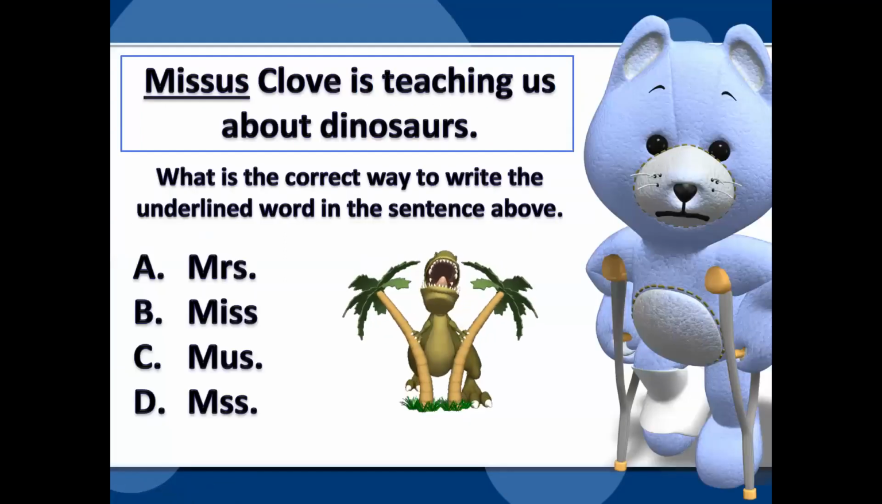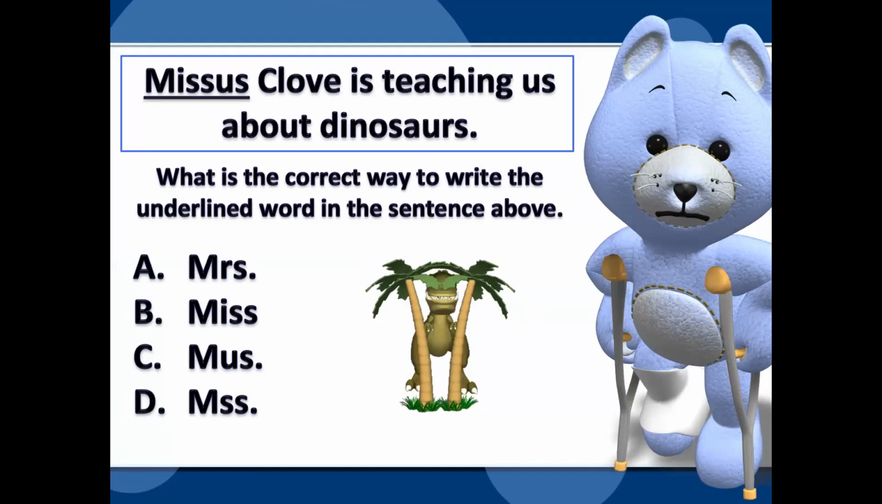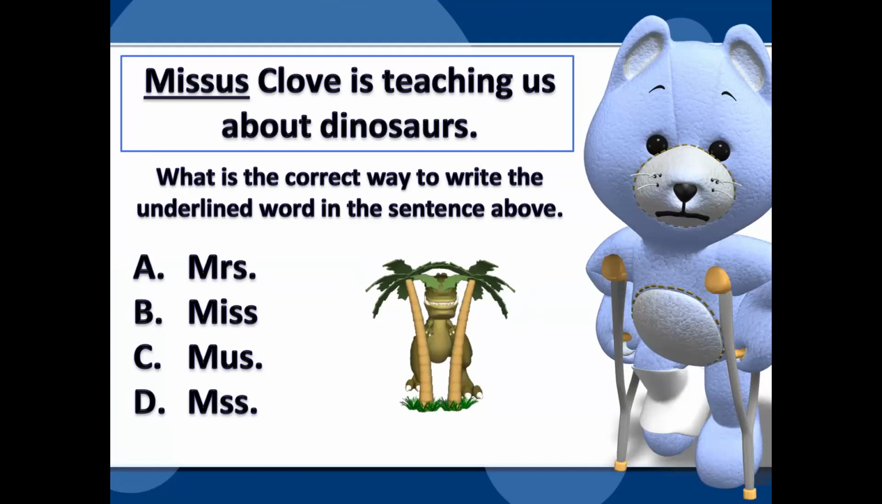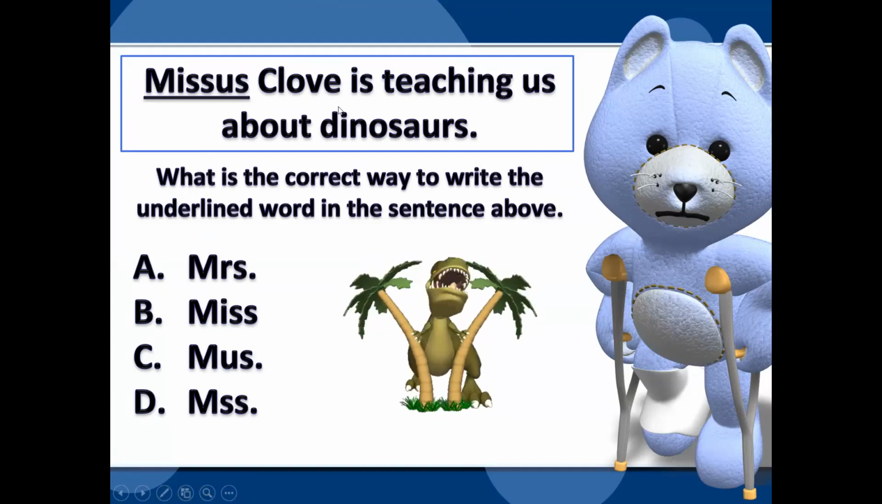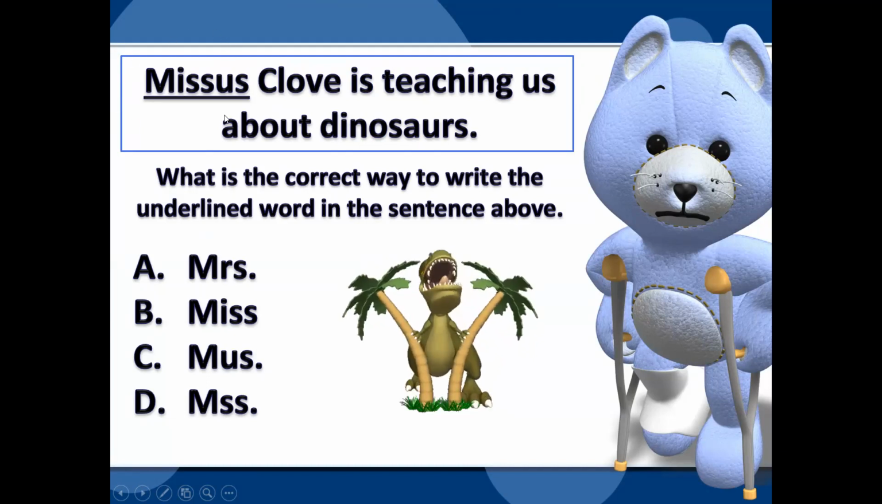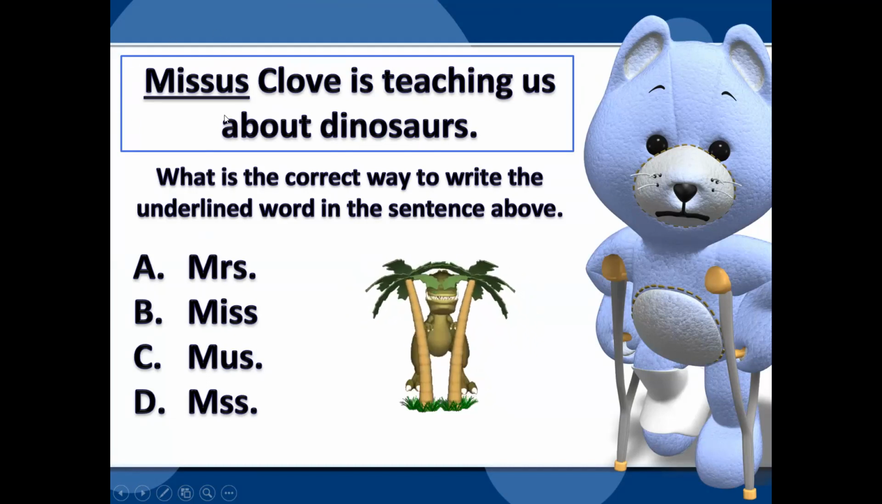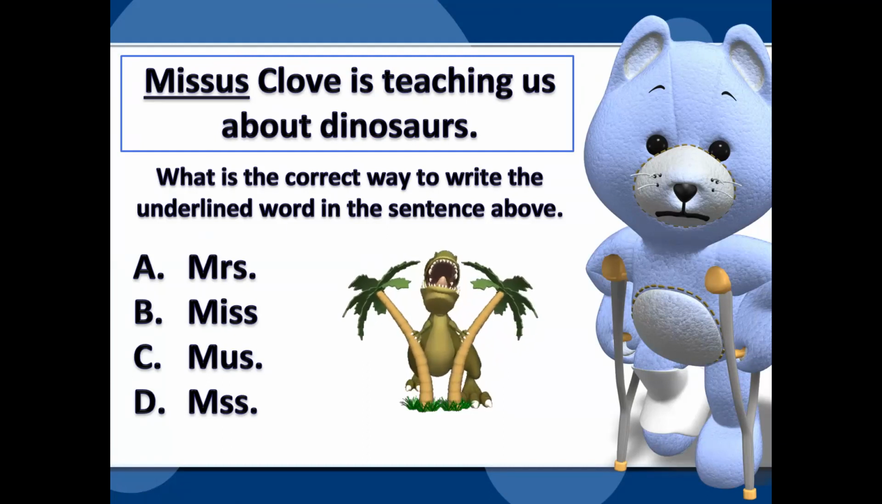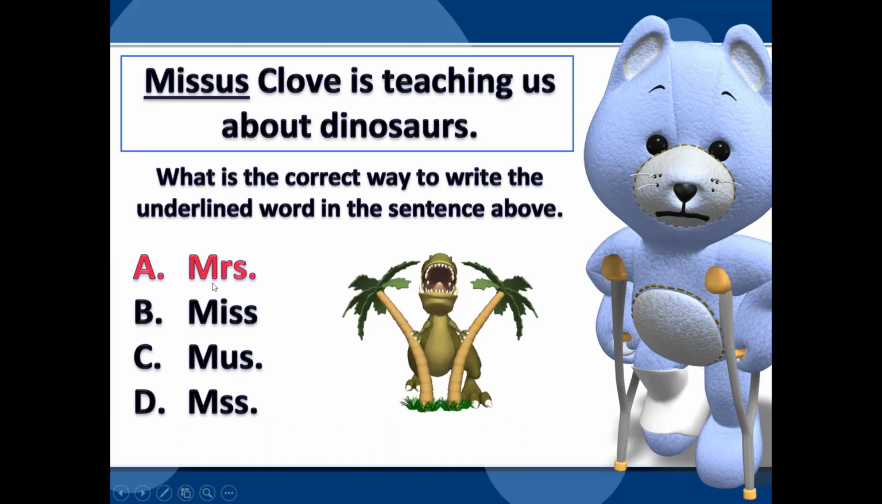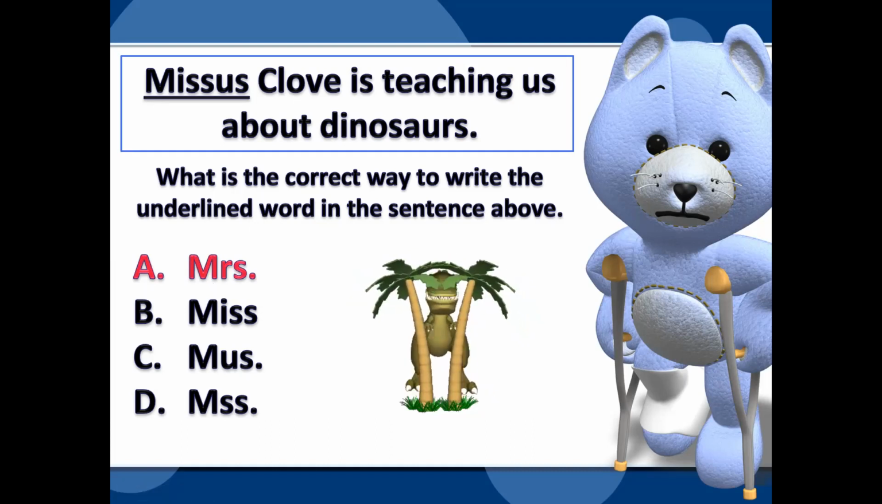Mrs. Clove is teaching us about dinosaurs. What is the correct way to write the underlined word in the sentence above? Okay, we want to look at the sentence over here. Mrs. Clove is teaching us about dinosaurs. So this is the word Mrs. What is the abbreviation? Exactly. The correct way of writing it is the first one, Mrs., and a period at the end.